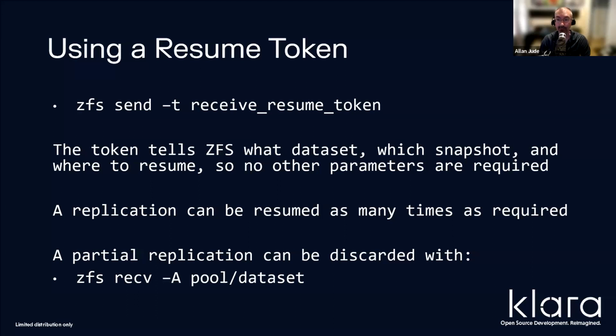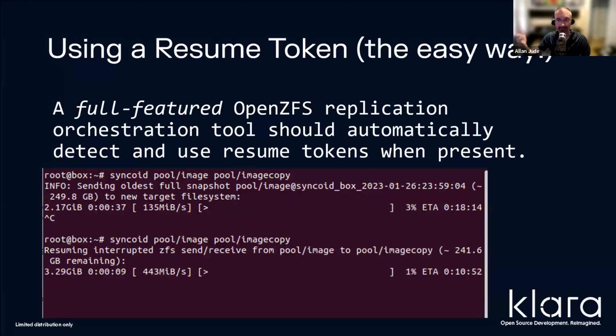And if you want to abort it because you've changed your mind or whatever, on the receive side, if you do receive capital A in the data set, it'll throw away the partially replicated snapshot and allow you to pick up from where you would have normally if you didn't use resume. But as Jim mentioned, you don't have to do all this manually. In this case, he was running syncoid from pool image to pool image copy, canceled it partway through, started it again, and it said, hey, I noticed you interrupted one. I'm going to pick up where I left off, and good to go.